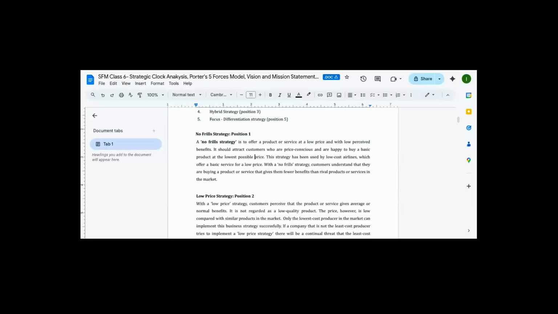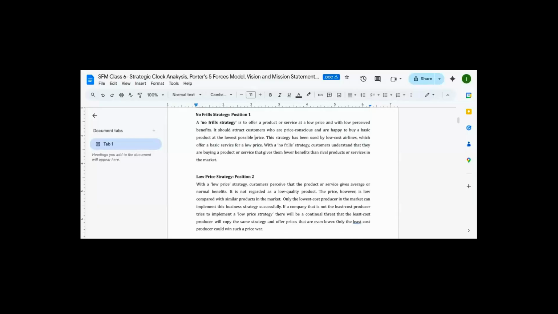The second one is low price strategy. Low price strategy, that is position two of the clock. With a low price strategy, customers perceive that the product or services give average or normal benefit. As a result of that, the more they perceive it as an average product, it is not regarded as a low quality product.